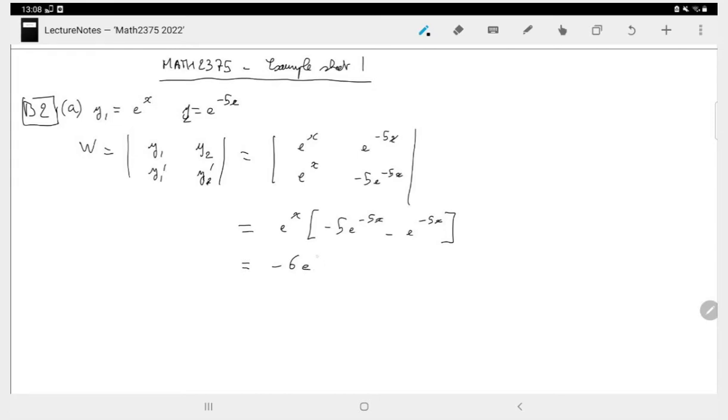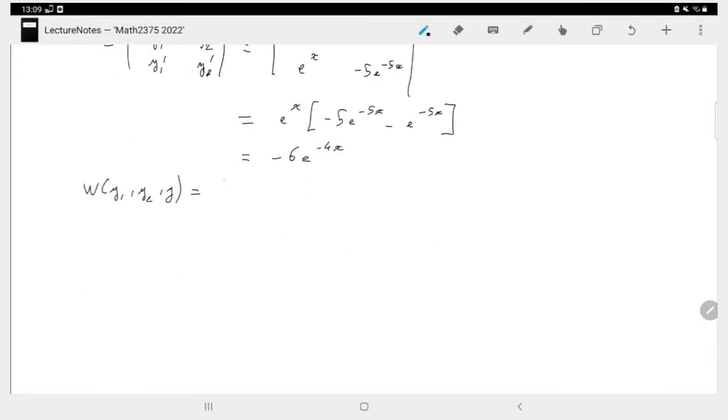Okay, now we're good. Then we need to calculate the Wronskian associated with y1, y2, and y, for any function y. We can write this down as the determinant of y1, y2, y, y1 prime, y2 prime, y prime, and then y1 double prime, y2 double prime, y double prime. Calculating this Wronskian may lead to a calculation that is a little bit complicated.